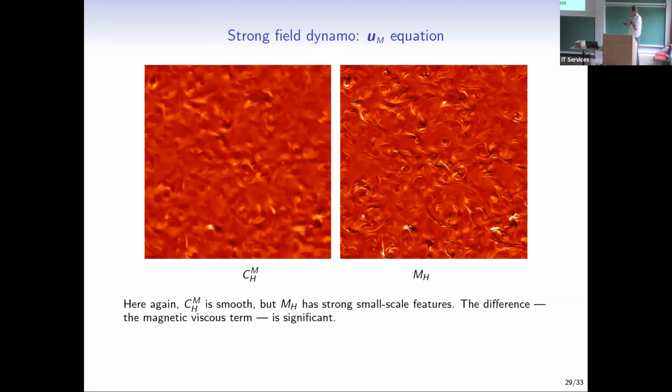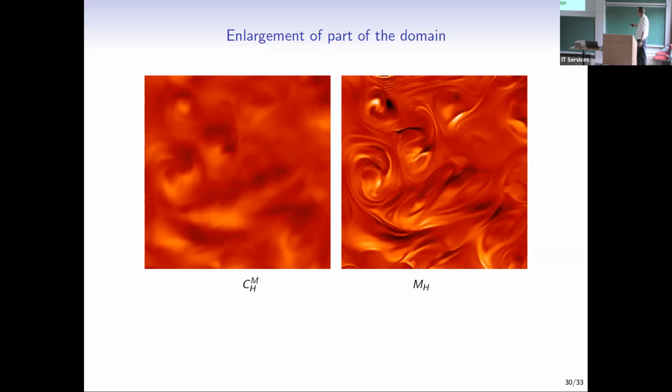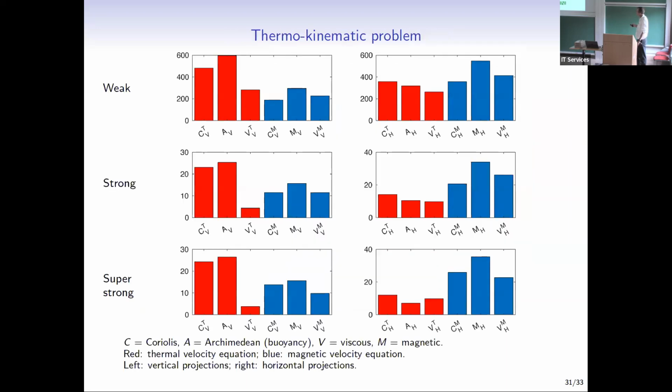So this is a strong field dynamo. This is the projection of the Coriolis force in the magnetic equation. This is the projection of the magnetic force in the magnetic velocity equation. Were this to be a MAC state, those two should look the same. The difference between them has to be accommodated by viscosity, and the difference between them is significant, obviously, with these very strong current sheets here. That's just a blow up.